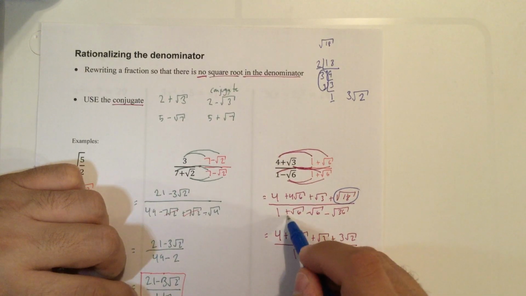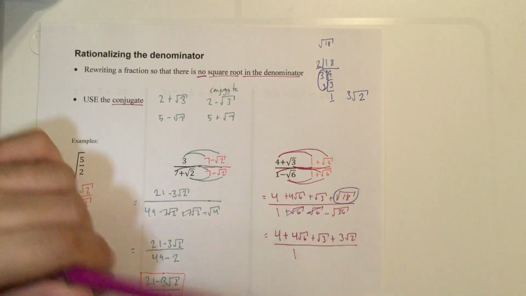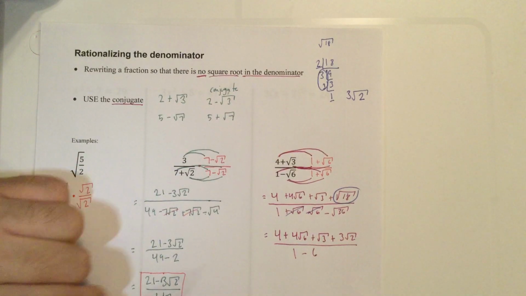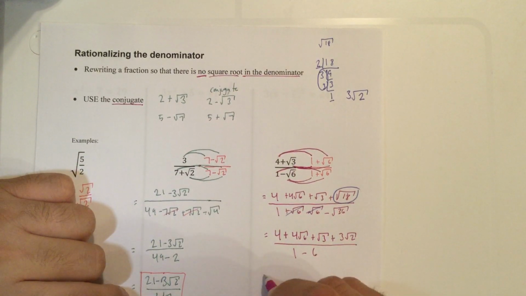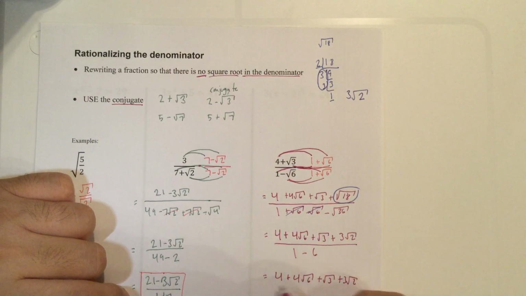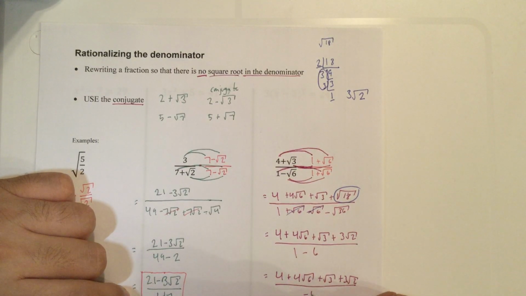All right, now on the bottom, we have 1, and then we have plus the square root of 6 and minus the square root of 6, which means they cancel out, minus, and the square root of 36 is 6. So I can actually simplify this by subtracting. So we have 4 plus 4 square root of 6 plus the square root of 3 plus 3 square root of 2 over negative 5.